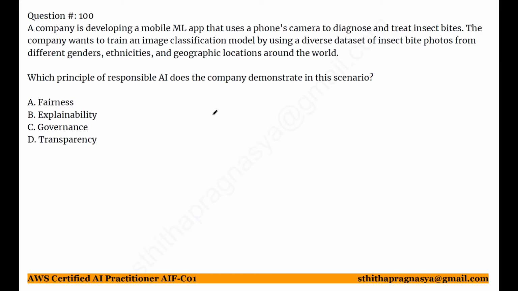This question asks which principle of responsible AI the company demonstrates by ensuring a diverse data set, which you can see here, of insect bite photos that includes representation across genders, ethnicities, and geographic locations. Which principle of AI? Is it fairness? Fairness in AI involves ensuring that models do not exhibit bias and provide equitable outcomes for all groups. I think this is important.